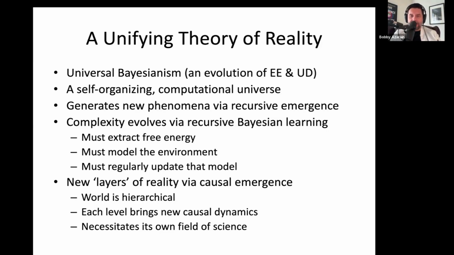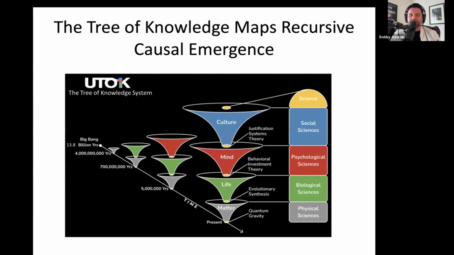So evolution is not just learning, it's multi-level learning. It's hierarchical. And what I'm arguing is in this UTOK, this tree of knowledge system that I'm sure a lot of you are familiar with, these layers represent emergences that were what has been called strong emergence. That's really a word for causal emergence. So there's a change in the causal structure of reality.